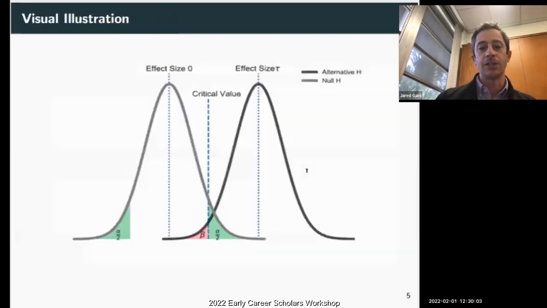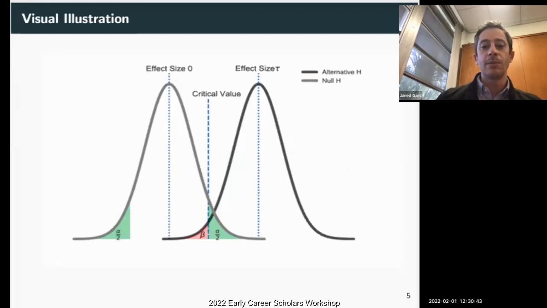So to give you a visual illustration of this, in this figure, the curve to the left shows the distribution of the treatment effect, what we call tau hat, under the null hypothesis of no effect. And the curve to the right shows the distribution of tau hat under the alternative hypothesis of effect size tau. So the sum of these green parts on the null hypothesis bell curve represents the significance level alpha, which is generally 0.05. And this is the probability of this type 1 error, as I was saying. And then the red part here is the probability of type 2 error, beta.